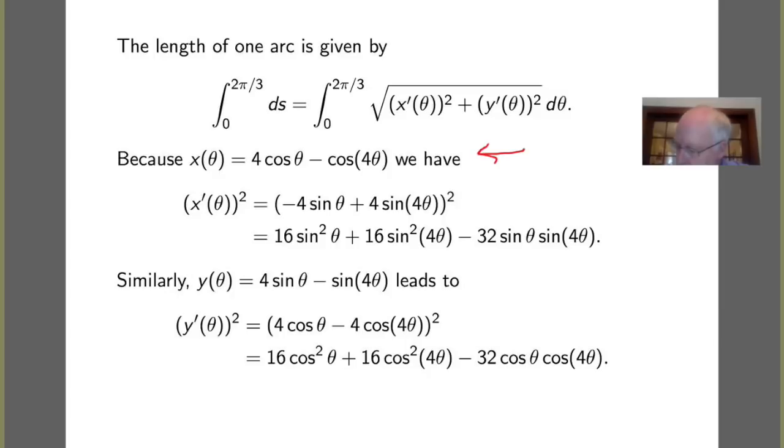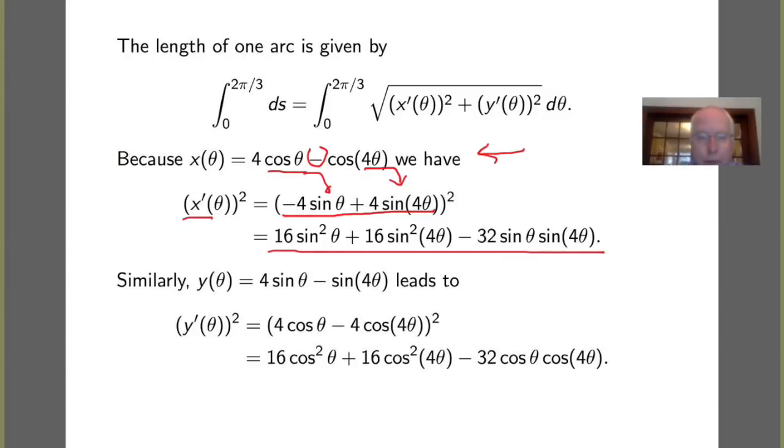So the x of theta was given by this. That generates the x coordinates of points on the epicycloid. We want to take that derivative and square it. And so we have this derivative here. The derivative of cosine is minus sine, which leads to the minus 4 sine term. And by the chain rule, the derivative of cosine 4 theta is minus 4 sine 4 theta. And the minus here with the minus from the derivative gives us the plus sign. That's all squared, and so expanding that squared term gives us this for x prime of theta squared.